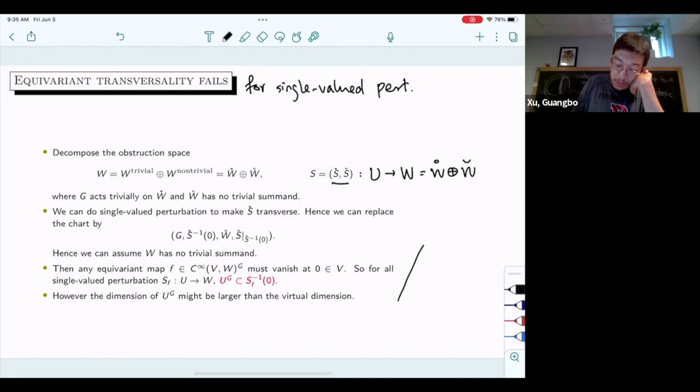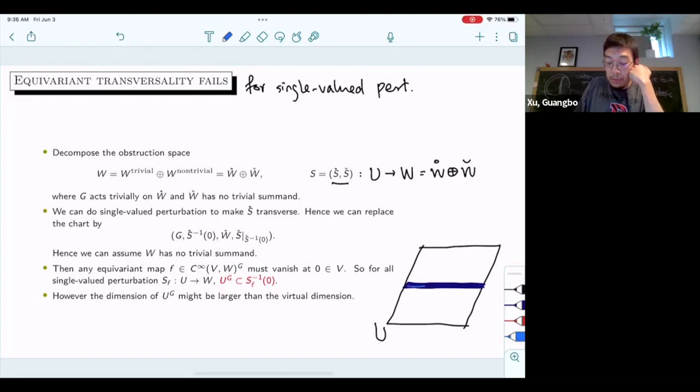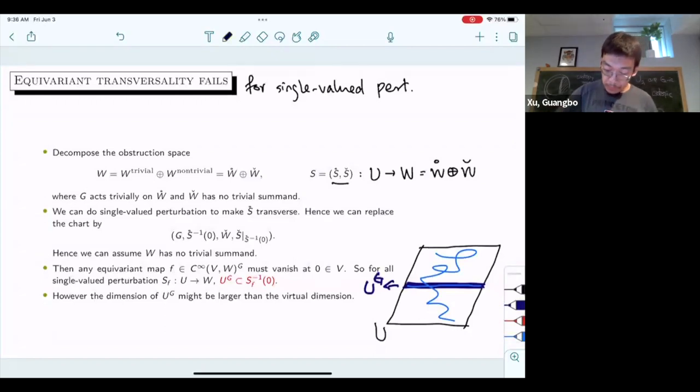And let me show this. Let me draw this picture here. Suppose this is U, and suppose this is the fixed point locus. No matter how you perturb, this fixed point locus will always be contained in the zero locus, and there will be something left, something outside the fixed point locus. So you can simply see that this might obstruct the transversality, because the dimension of the fixed point locus might be larger than your virtual dimension. On the other hand, if you can achieve transversality, then you cannot have a zero locus with dimension bigger than the virtual dimension. So this shows that equivariant transversality in general will fail for single valued perturbations.